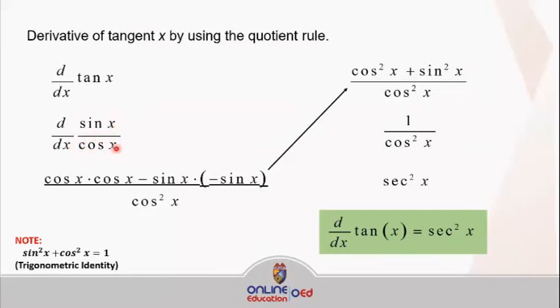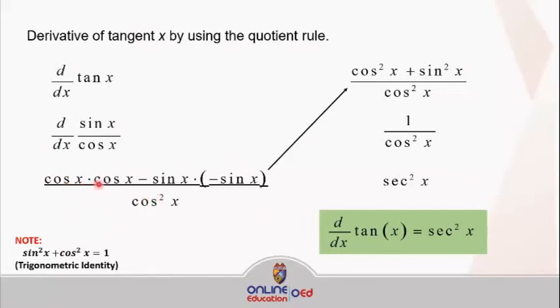Sa mismong formula natin, we need to know yung v and then derivative ni u minus ni u, derivative ni v over ng v squared natin. So dito, we have yung cosine x times yung cosine x natin which is yung derivative ng sin x natin minus ng sin x natin and yung derivative ng cosine x natin over yung v squared natin which is yung cosine squared.